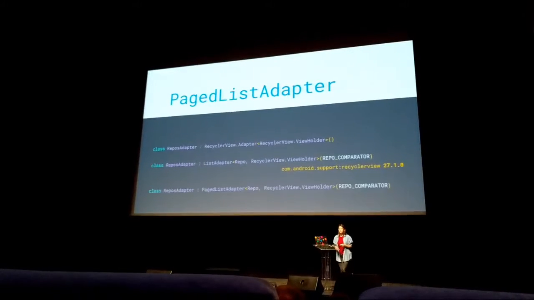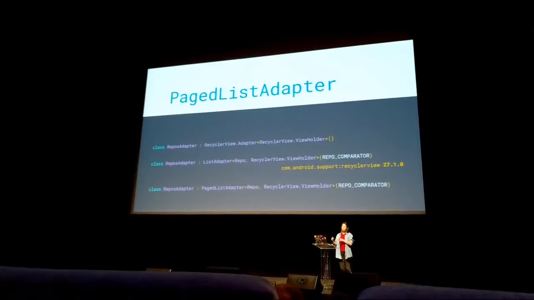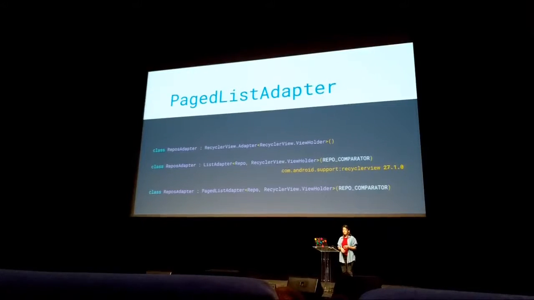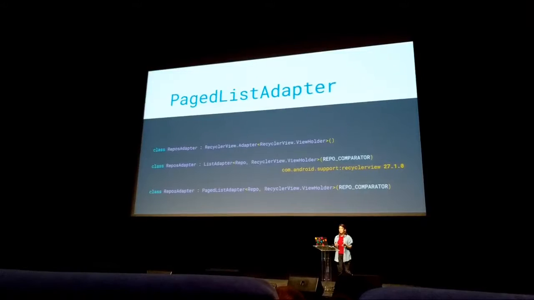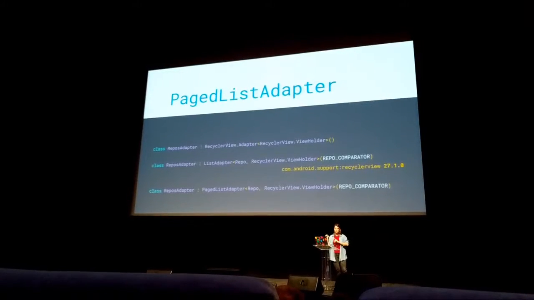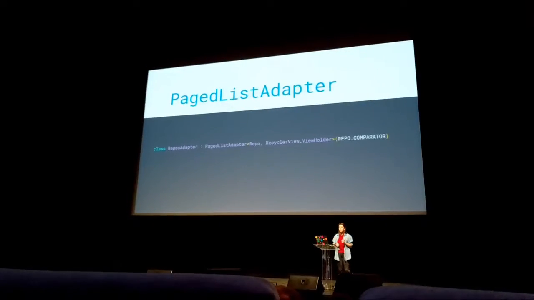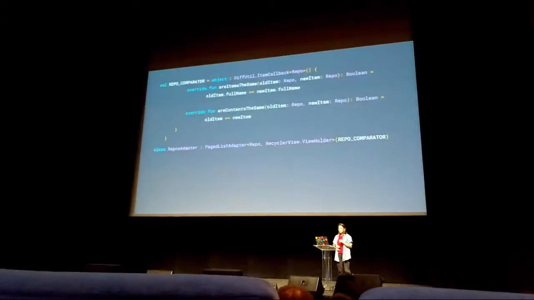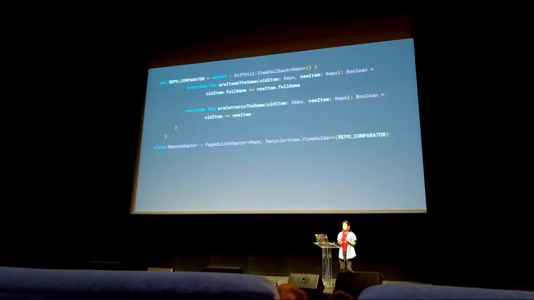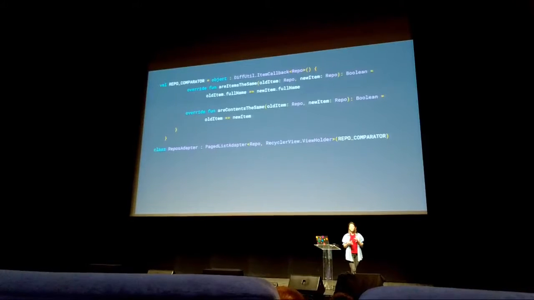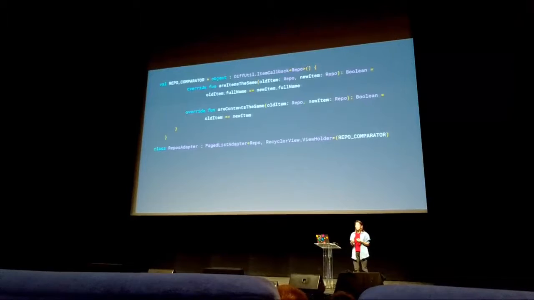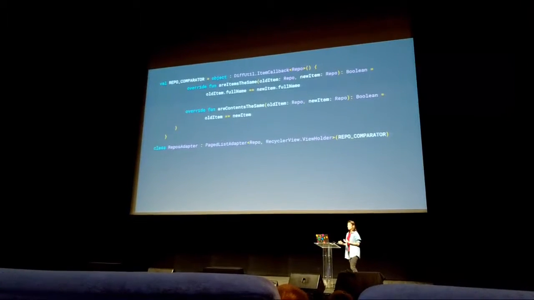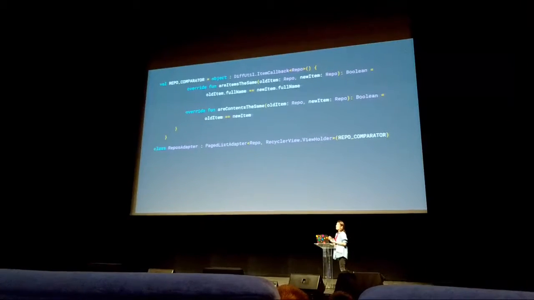So the page list adapter is nothing more than a wrapper over list adapter, so it extends list adapter. If you haven't worked with list adapter, I'm going to tell you what's with that wrapper comparator. Based on the repo comparator, we're telling the DiffUtil, so we're telling the recycler view, how to compare two different items. We're telling it based on what two items can be considered the same or can be considered the contents of these items are the same.